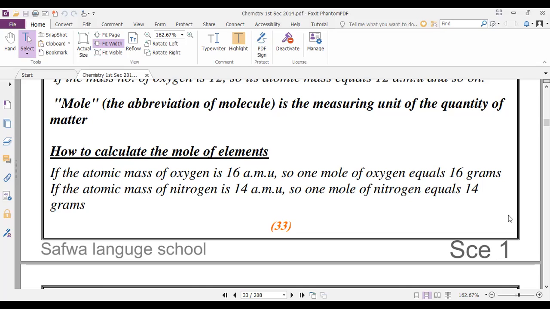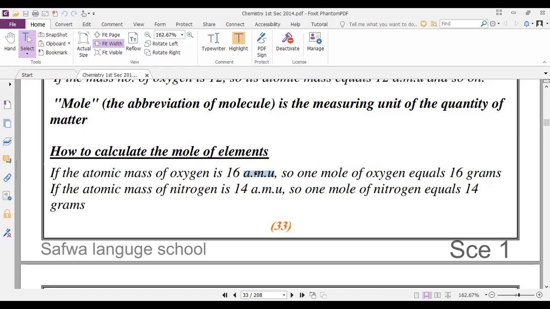What's your conclusion? So the meaning of mole is what? The atomic mass? Yes, but expressed in grams. Excellent, Mariam. So mole is the atomic mass of a substance, but expressed in grams, not AMU. Okay. Right?